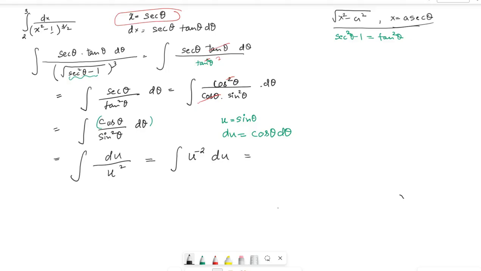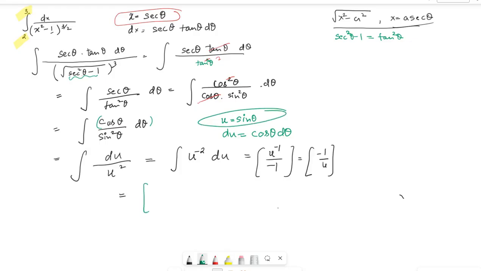Integral of that is easily done using the power rule. So negative 2 plus 1, negative 1, divided by negative 1. You guys notice I did the integral, but I'm not writing plus c, because this is a definite integral problem; we will have to substitute x values back at the end when we convert everything back into x terms. So this is negative 1 by u basically. But we need to first put u back. So this is negative 1 by sine theta.